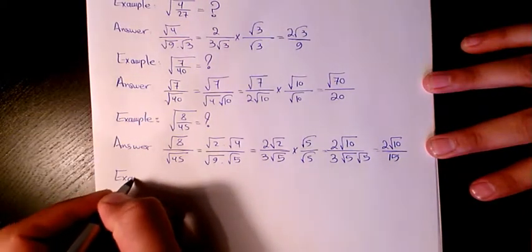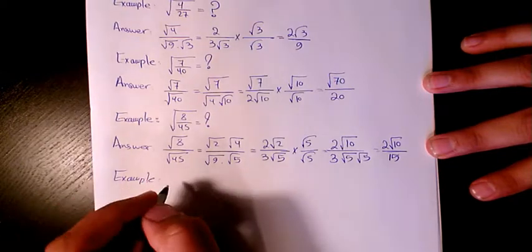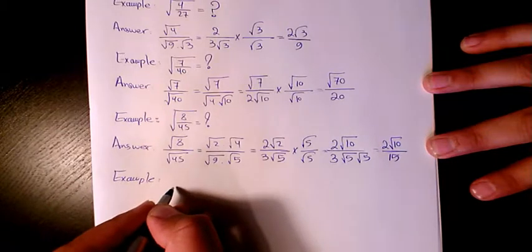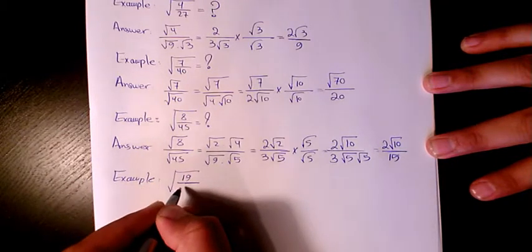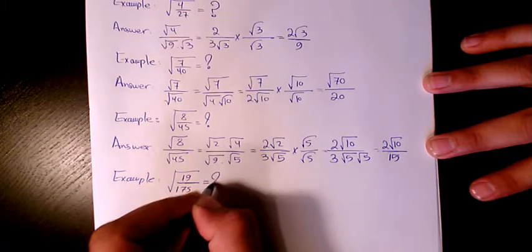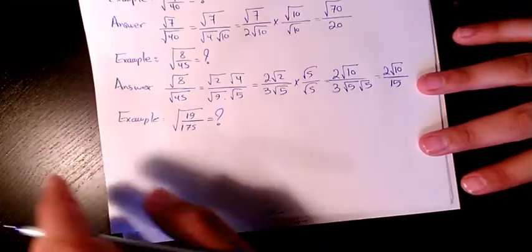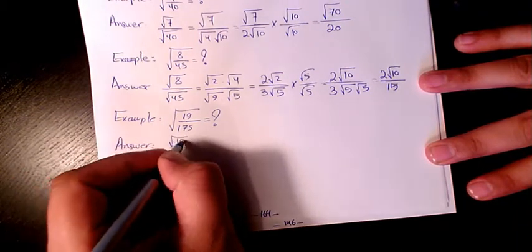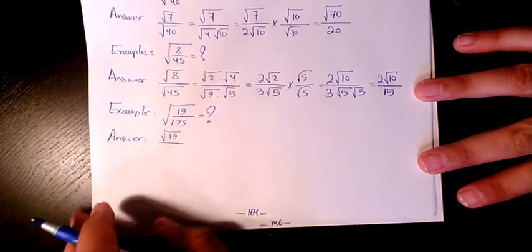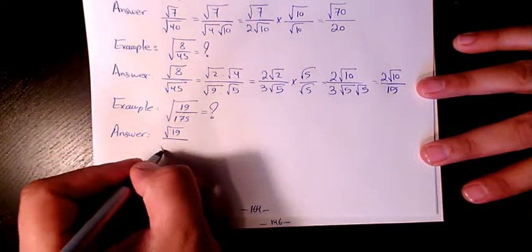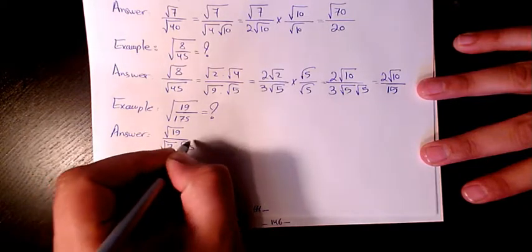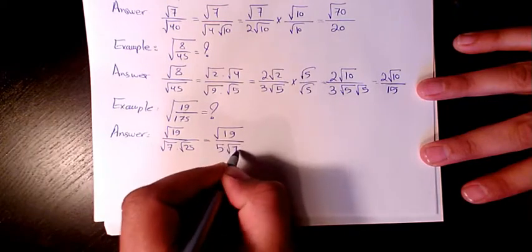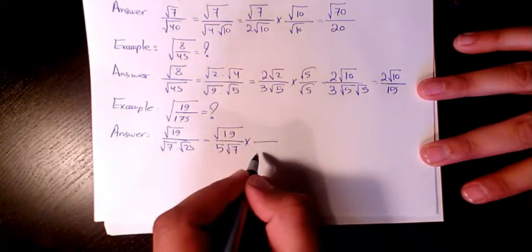Next example is square root of 19 divided by 175. Answer is root 19 divided by root 175. 175 is 25 times 7. So it's going to be root 7 times root 25. It's going to be root 19 divided by root 25 is 5. So it's going to be 5 root 7. And then we multiply and divide it by root 7.